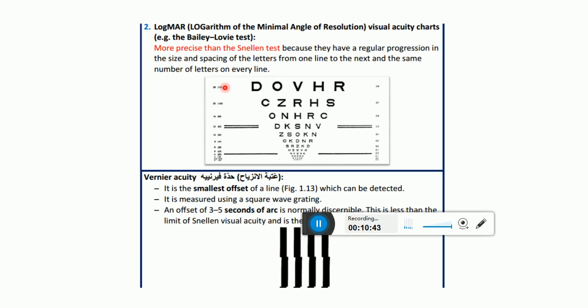LogMAR, which is the logarithm of the minimal angle of resolution. LogMAR visual acuity charts, for example the Bailey-Lovie chart test, are more precise than the Snellen test because they have a regular progression in the size and spacing of the letters from one line to the next and the same number of letters on every line. Comparable results are therefore possible at any test distance.